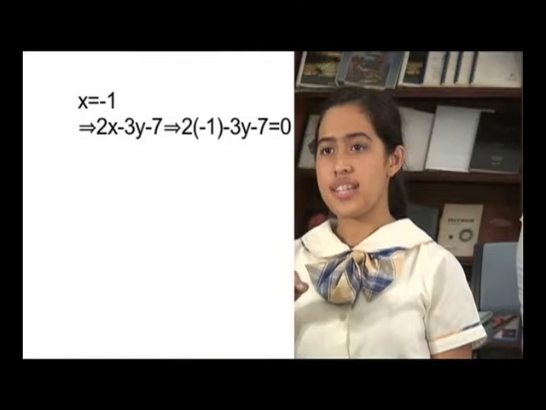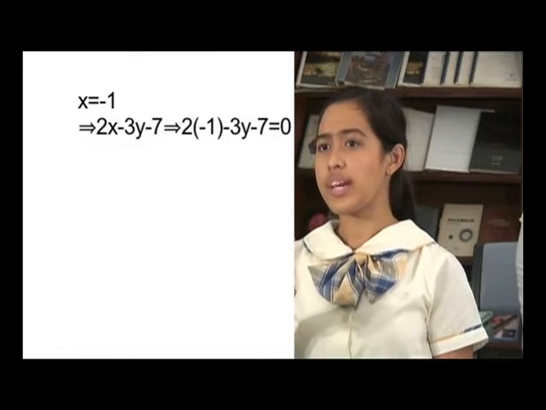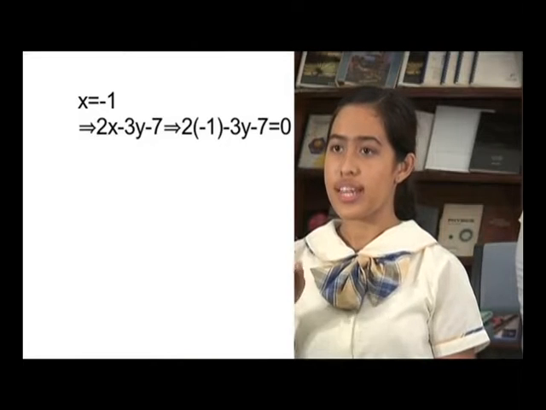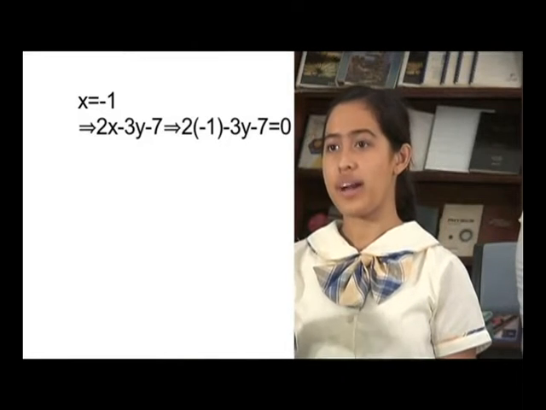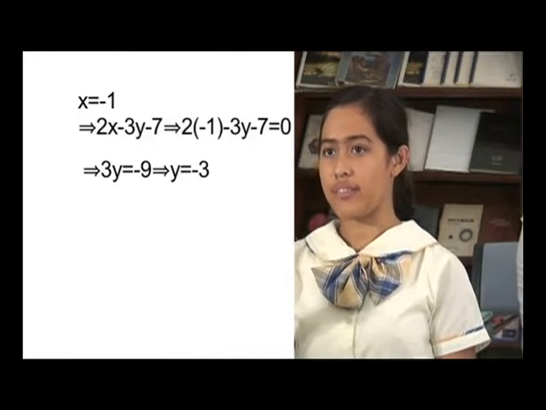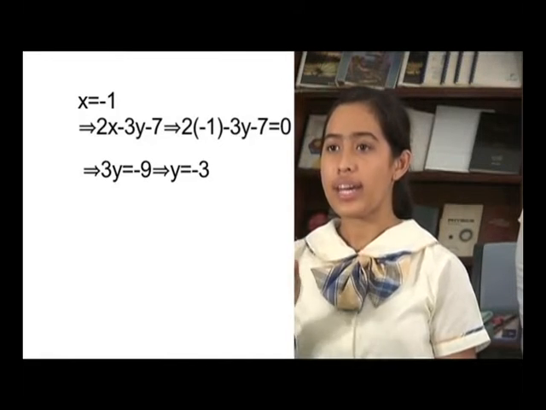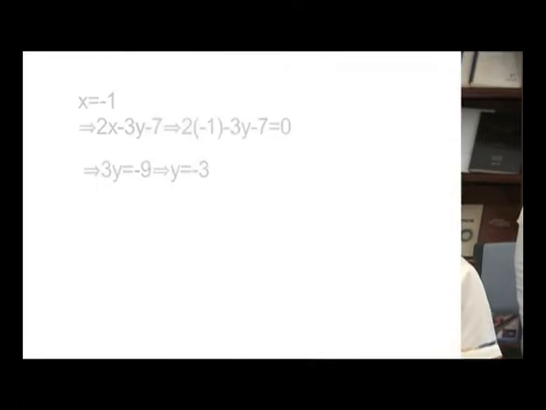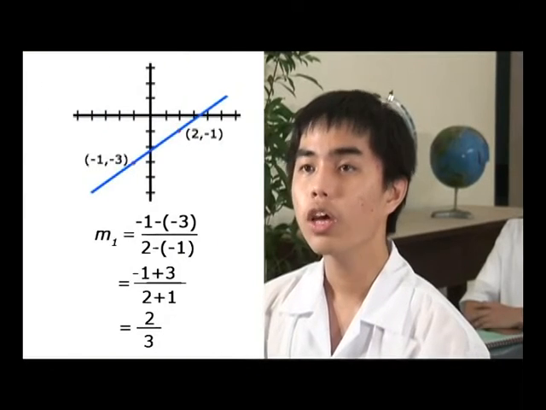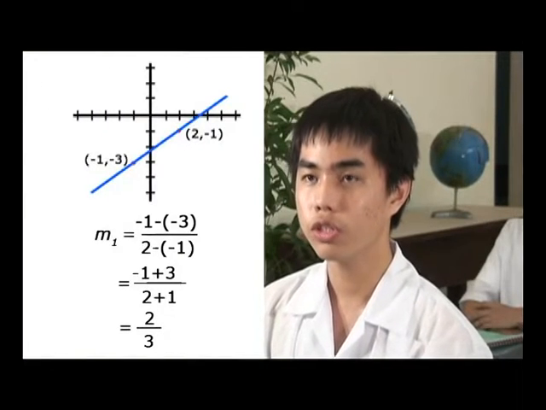If I choose x equals negative 1, I will get negative 2 minus 3y minus 7 equals 0, or 3y equals negative 9, and hence y equals negative 3. What is the slope of this line? Using the 2 points, the slope would be equal to 2/3.